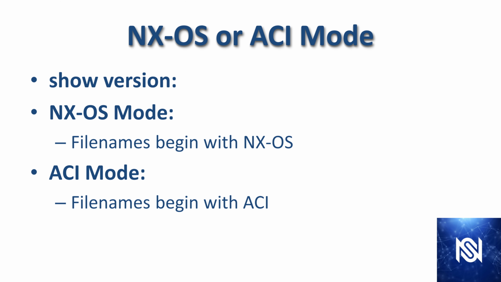So how you actually determine this is by doing show version. As you can see here, the file names for NXOS mode will begin with NXOS, and for ACI mode, the file names will begin with ACI. It's a quick, short video, but show version, that's all you need to know. You just need to look at the configuration files and see how they start. And that's it. That concludes this lesson.